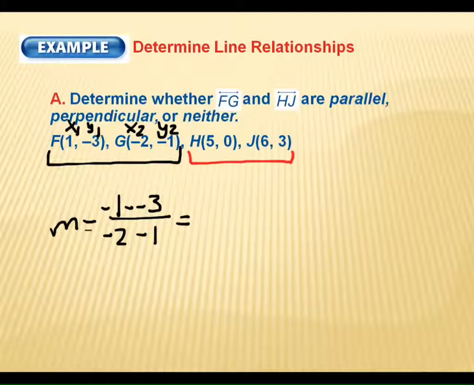This double negative becomes a plus. Negative 1 plus 3 is 2. Negative 2 minus 1 is negative 3. So the slope of FG is negative 2/3.